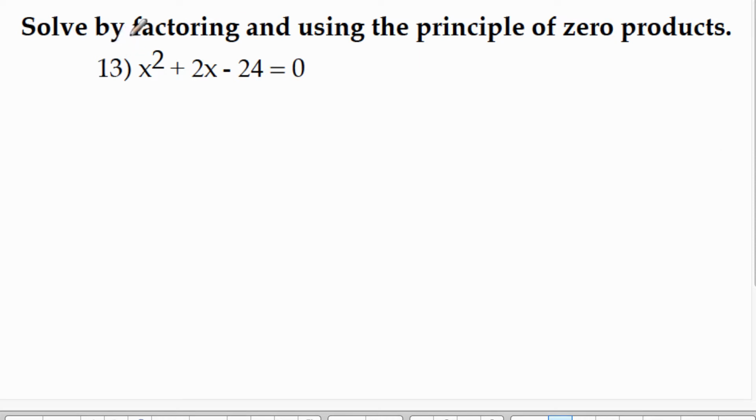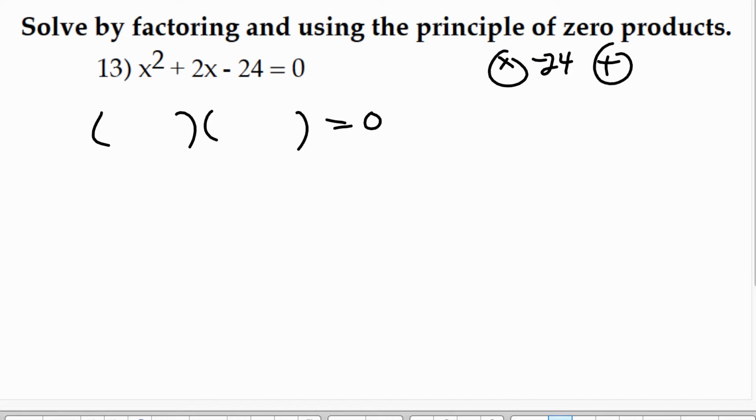Okay, solve by factoring using the principle of zero product. So now I've got an expression, but it's equal to something, so this is an equation. So what I'm looking for is the values of x that make this statement true. An easy way to do it would be to factor it. So I'm looking for two numbers that multiply to negative 24 and add to positive 2. I'm thinking a positive 6 and a negative 4. They multiply to negative 24, they add to 2. There's my numbers right there. So x plus 6, x minus 4.